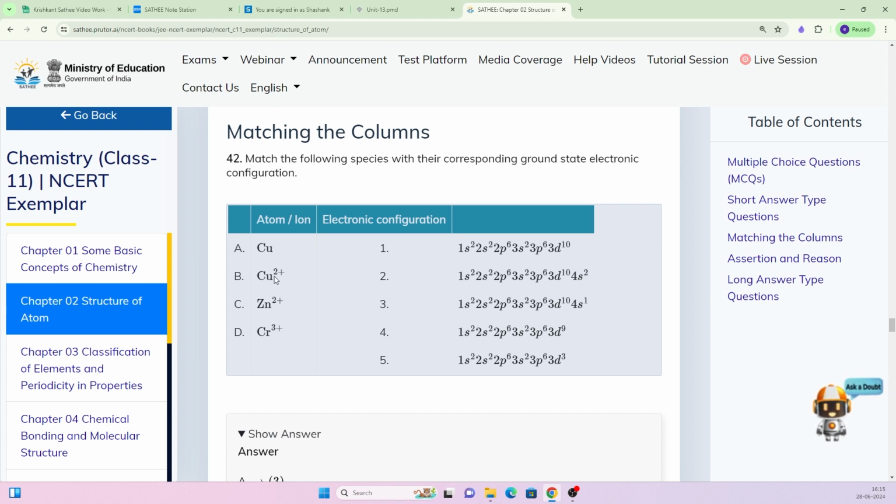If you talk about Cu2+, 2 electrons are removed. That would result in 4s0 and 3d9. So this is the one. It's very visible. This is for Cu2+, option fourth.